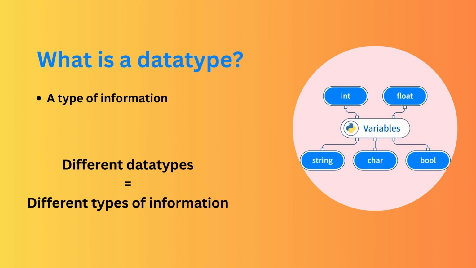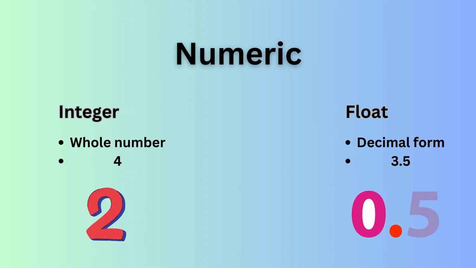A data type is a type of information, most likely stored in variables, as you can see in that example. And different data types also mean different types of information, which gets us more options in coding and better understanding.